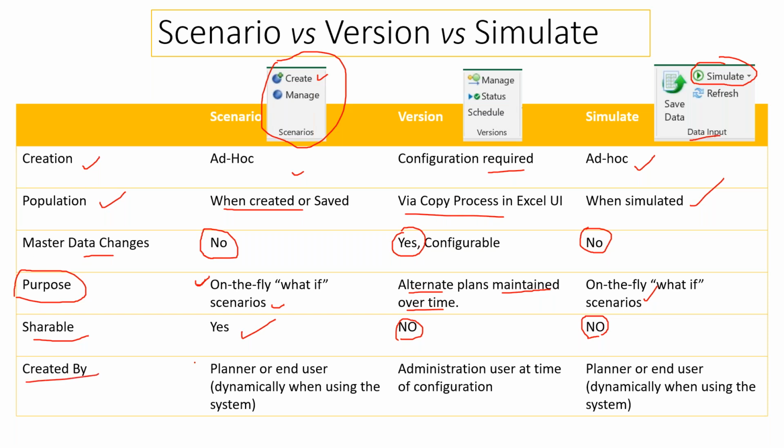And who creates this? A simulation is created by a planner or end user, dynamically created when using the system. Whereas a version is administration, guys. At the time of configuration, we have to finalize how many versions there have to be. And again, in these versions, what key figures have to be version specific key figures, and then we have to do all that configuration. And simulate is also a planner and end user thing.